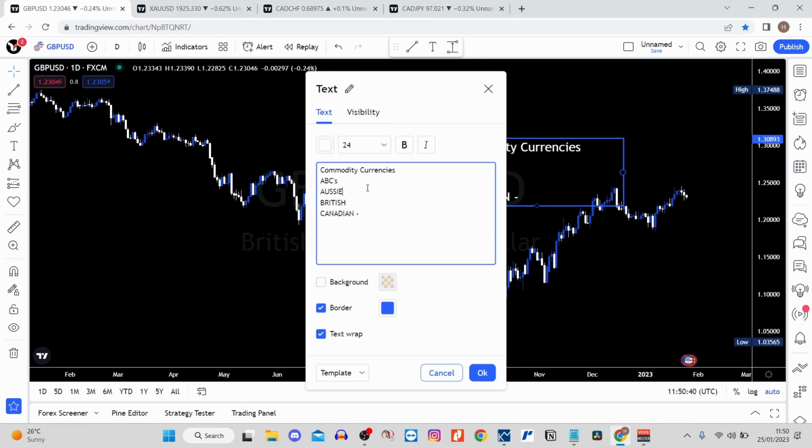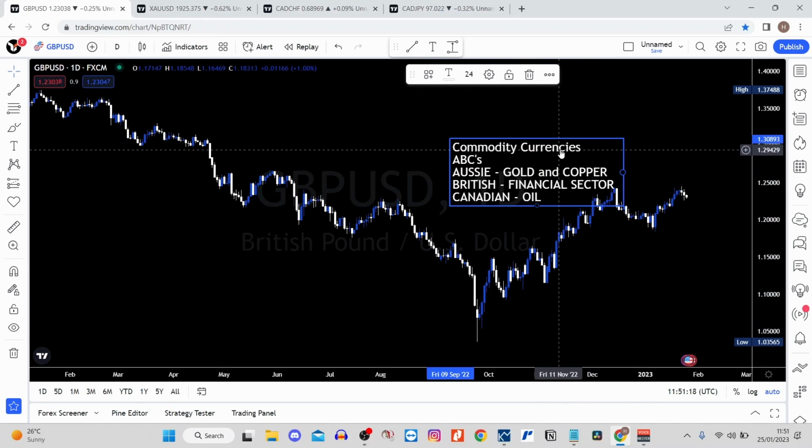Okay. Now, one of the things that you guys need to understand and remember is that each of these currencies will have a corresponding commodity. So for Australia, we're looking at gold exporting and also copper. The Canadian dollar, of course, we know the primary commodity is oil, being I think the third exporter of oil. And for the British pound, we're looking at their financial sector. Okay, so it's not really an export, but it is something that they consider as a commodity. So those are the commodity currencies.